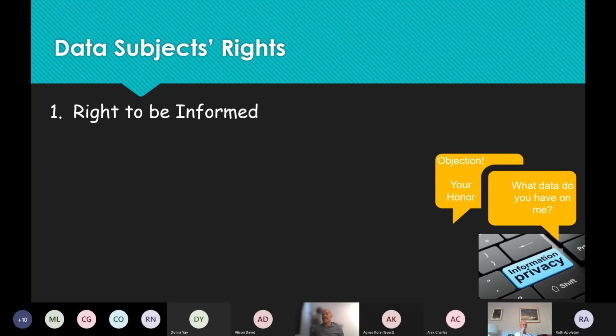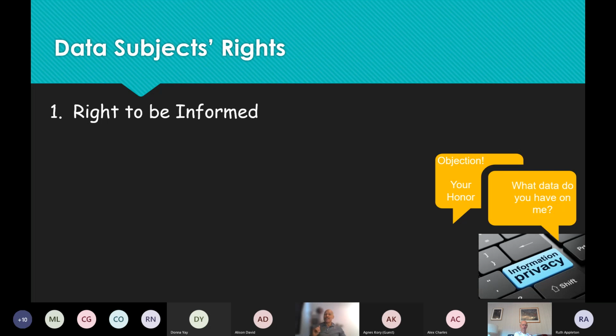The first one is you have a right to be informed. And I think we've mentioned this a couple of times already today. If you want to collect my information, I have a right as a data subject for you to tell me what you want to collect, why you want to collect it, what you're going to use it for, where you're going to store it, who you're going to share it with, where it's going to be kept if it's going outside of the UK, how long you're going to keep it for, and that kind of information. It is a right of an individual under the GDPR to be informed.